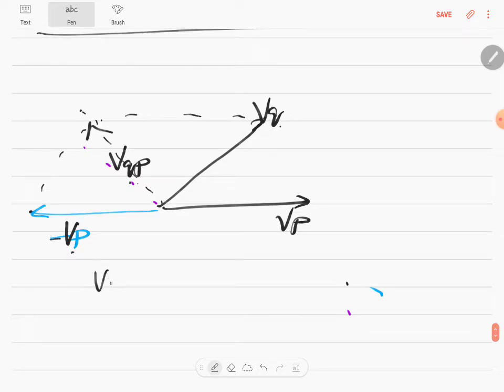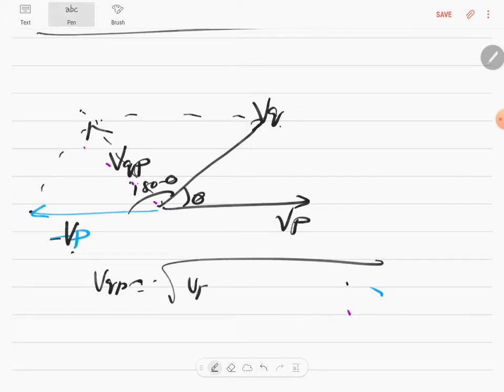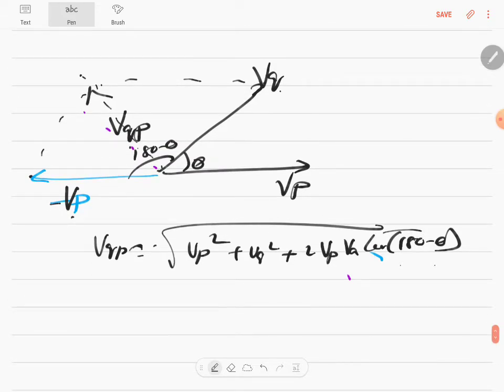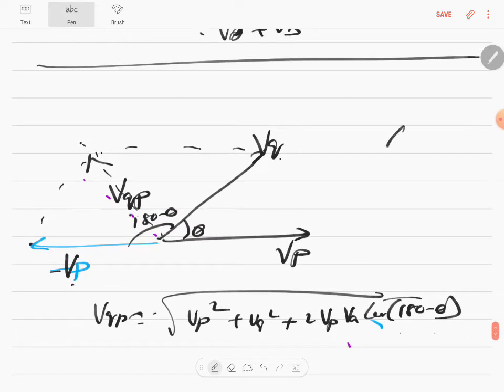Vqp is the resultant of a parallelogram, which is root of a square plus b square plus 2ab cos theta. If this is theta, this is 180 minus theta. So it's root of Vp square plus Vq square plus 2 Vp Vq cos of 180 minus theta. The negative sign will go away anyway, you don't have to consider it for the magnitude. You all know cos of 180 minus theta is minus cos theta. Trigonometry. He will know because I took trigonometry for him yesterday.